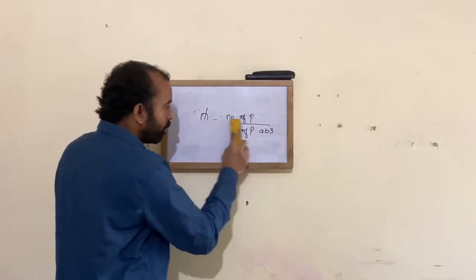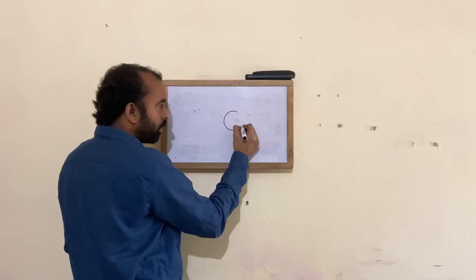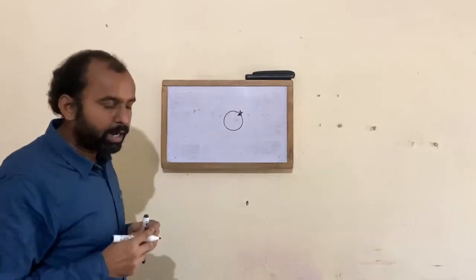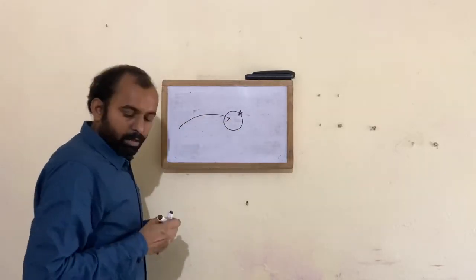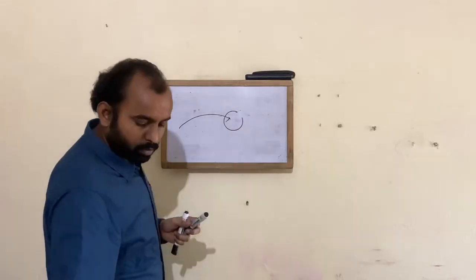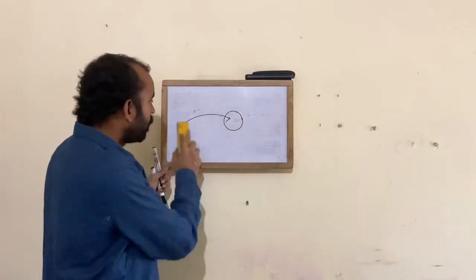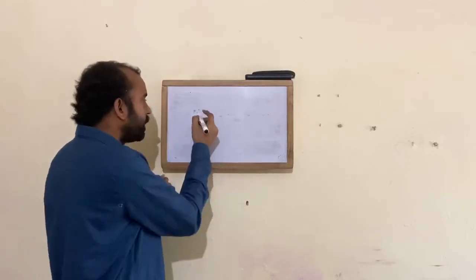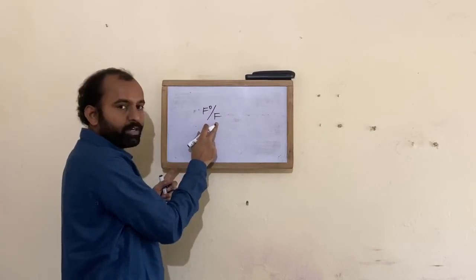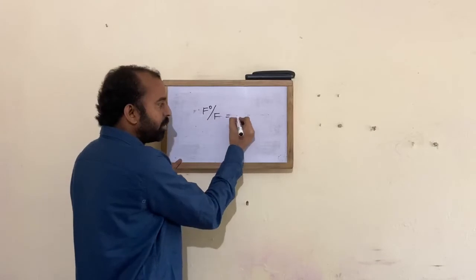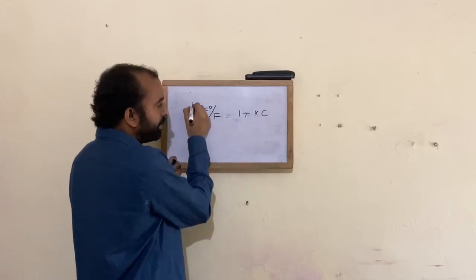Now let us see one concept. You have a molecule which is fluorescent, so I am showing it with a star. When another molecule comes and interacts with this molecule, what happens? The molecule will lose its fluorescence. So this is the fundamental information of fluorescence spectroscopy studies. Now let us see F0 by F, where F0 is the fluorescence of the molecule without quencher and F is with quencher, which is equal to 1 plus K into C. This is the fundamental equation.